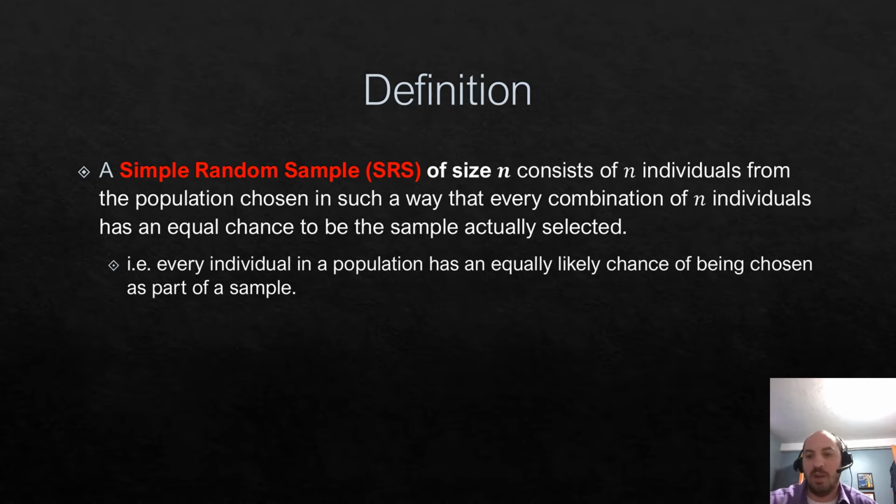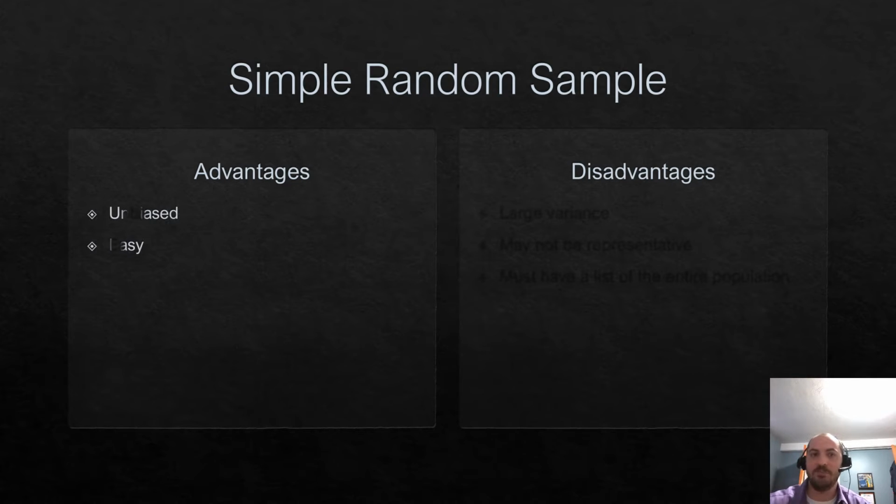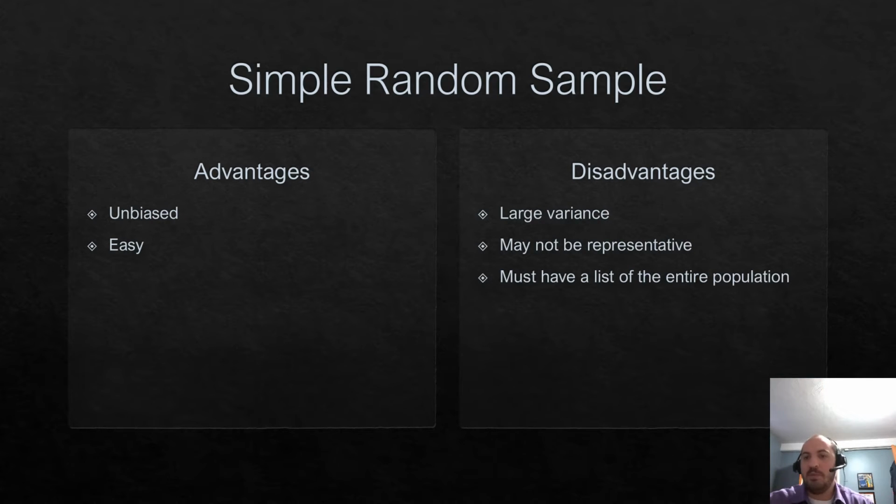Why do we like simple random samples? We've got some advantages and disadvantages. They're unbiased, and that's the main thing. This is where randomness comes into play, and they're relatively easy to do. There are some disadvantages with this approach, though. Your samples are going to be fairly variable. They may not be representative, so there might be subgroups within your population that aren't represented in your sample. And you need to be able to list or have an easy way to arrange every individual within your population. So that is a little bit of a drawback. So there's advantages, there's disadvantages.